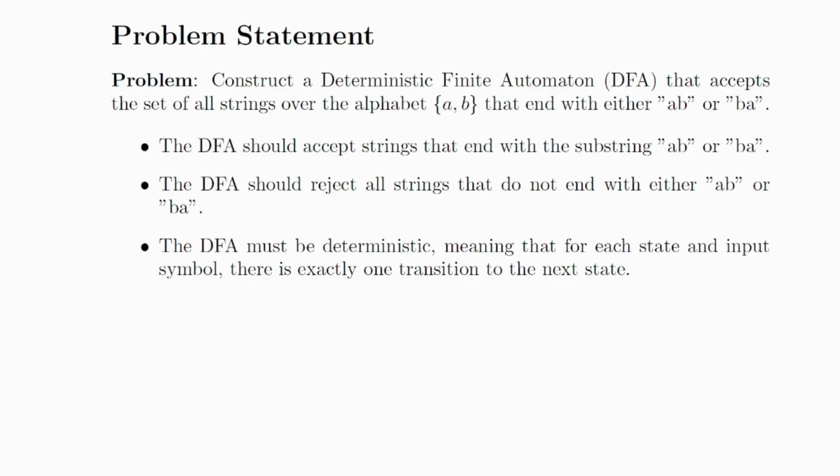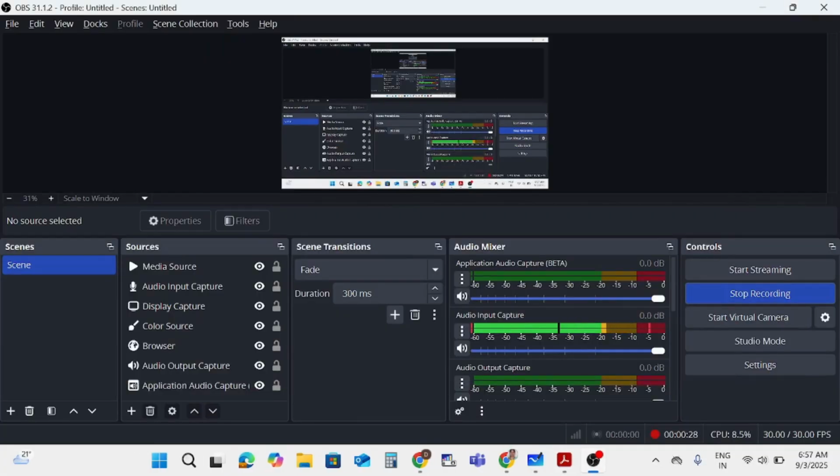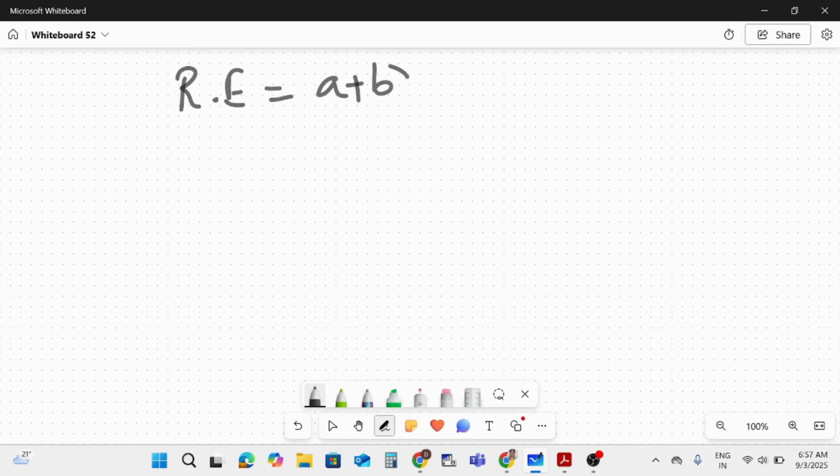The DFA must be deterministic, meaning that for each state and input symbol, there is exactly one transition to the next state. So let us try to construct a DFA for this. The regular expression for the given problem statement is: it can have any number of a or b, the whole star, in the beginning, and it has to end with either ab or ba.